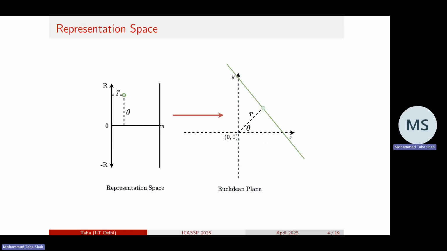On this slide, we see the representation space of the line process. Representation space are used to map the parameters of the line process. Now, each line is uniquely characterized by these two parameters. It's the perpendicular distance r from the origin and the angle theta formed by the perpendicular line and the x-axis. This figure illustrates how first a point is generated in the representation space with r and theta uniformly distributed, then mapped onto the Euclidean plane.